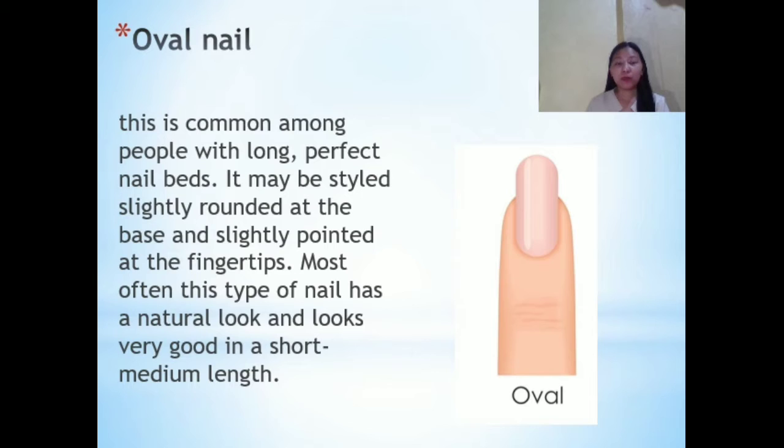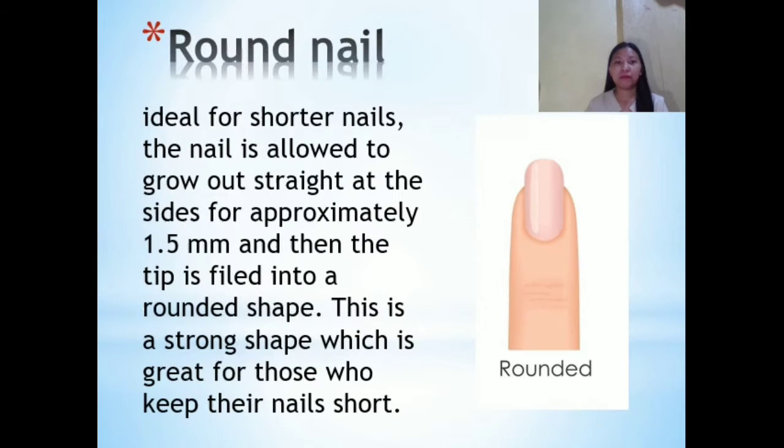Oval nail. This is common among people with long, perfect nail beds. It may be styled slightly rounded at the base and slightly pointed at the fingertips. Most often, this type of nail has a natural look and looks very good in a short to medium length. Round nail. Ideal for shorter nails. The nail is allowed to grow out straight at the sides of approximately 1.5 millimeters, and then the tip is filed into a rounded shape. This is a strong shape which is great for those who keep their nails short.